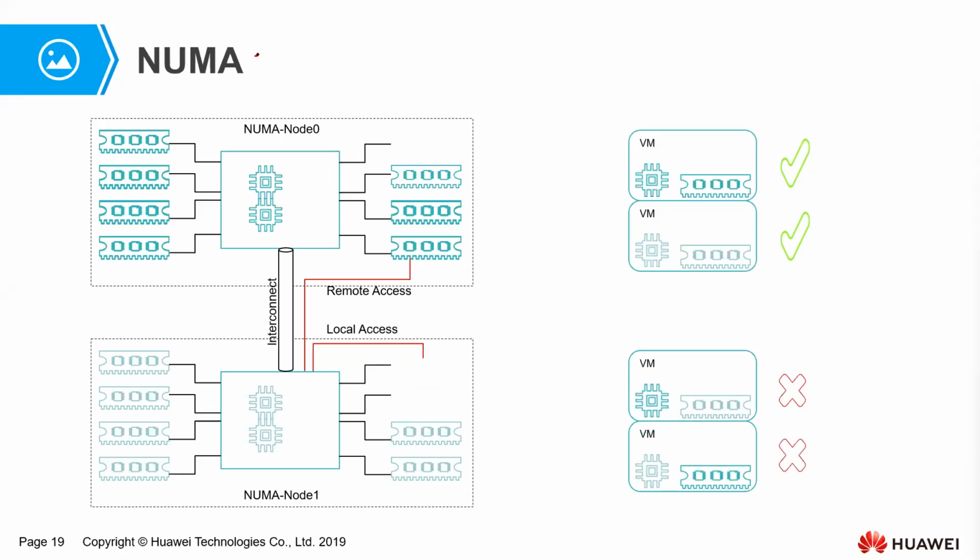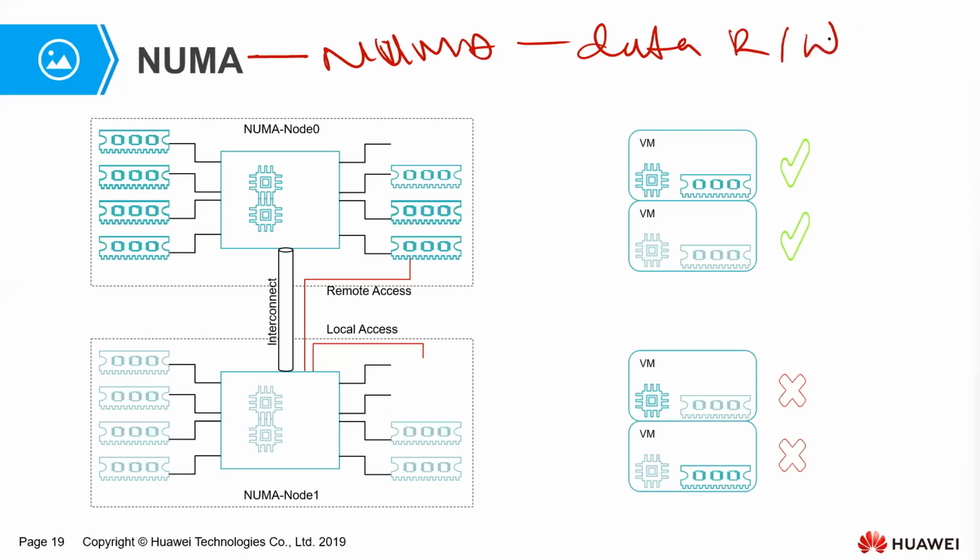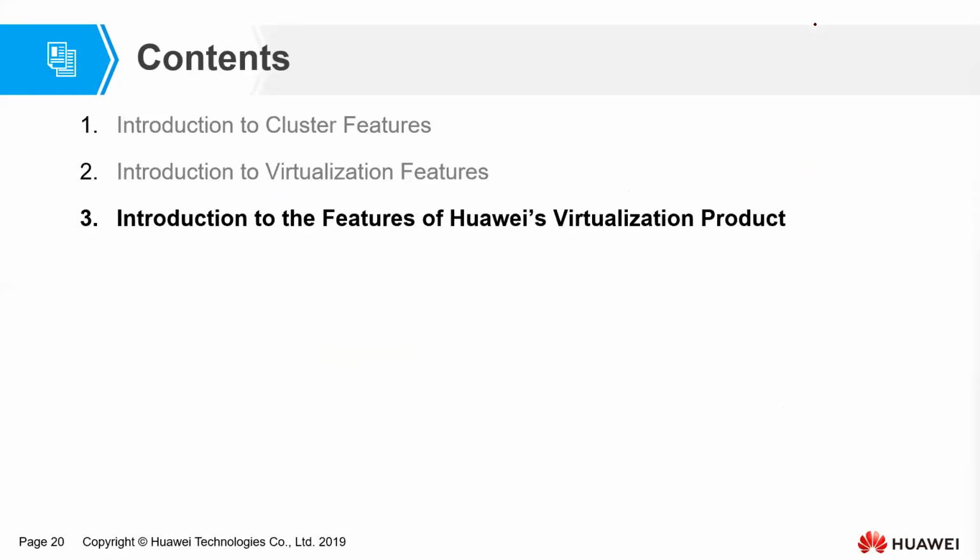But basically what you can pick out of NUMA is that NUMA helps us to improve our data read and write speeds. Basically, that's what you should pick out of that.